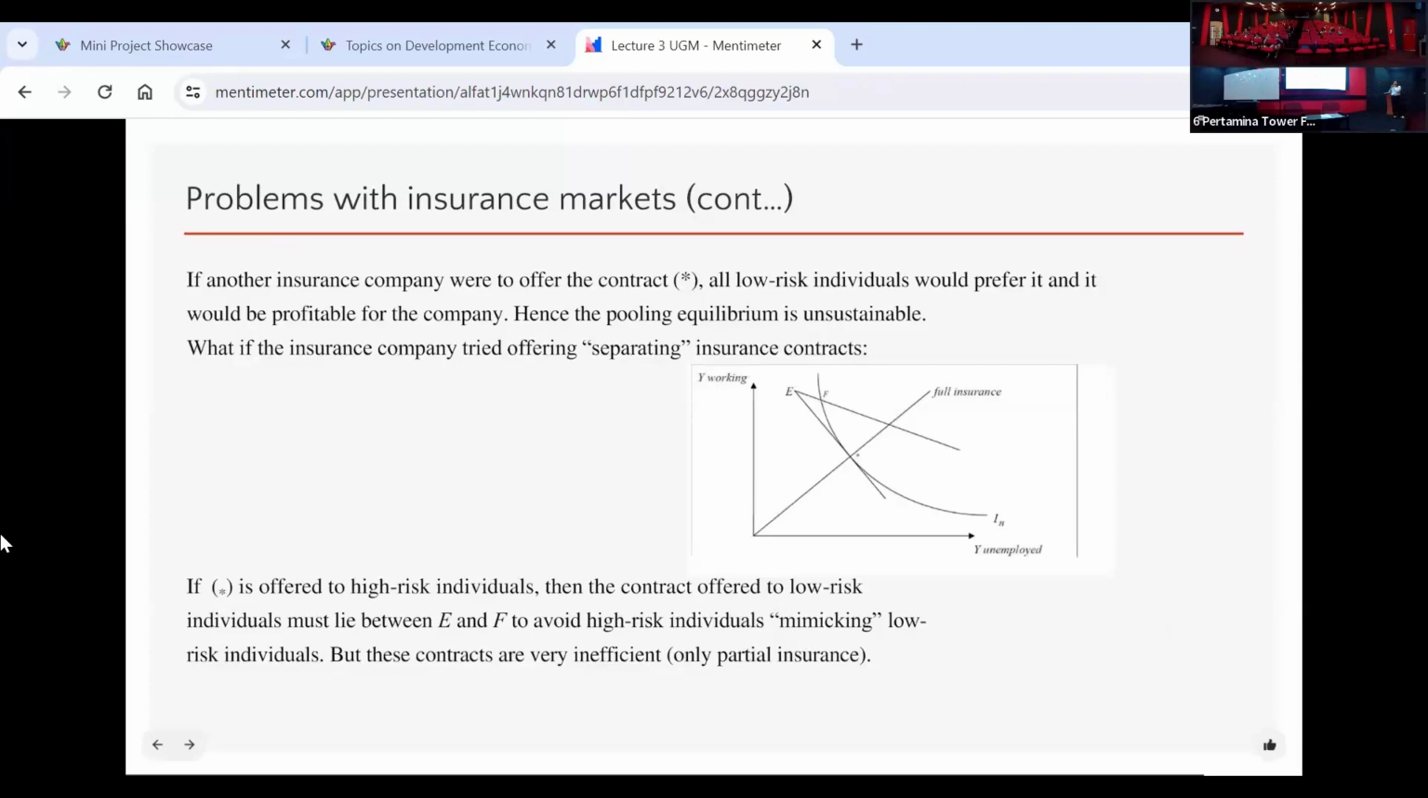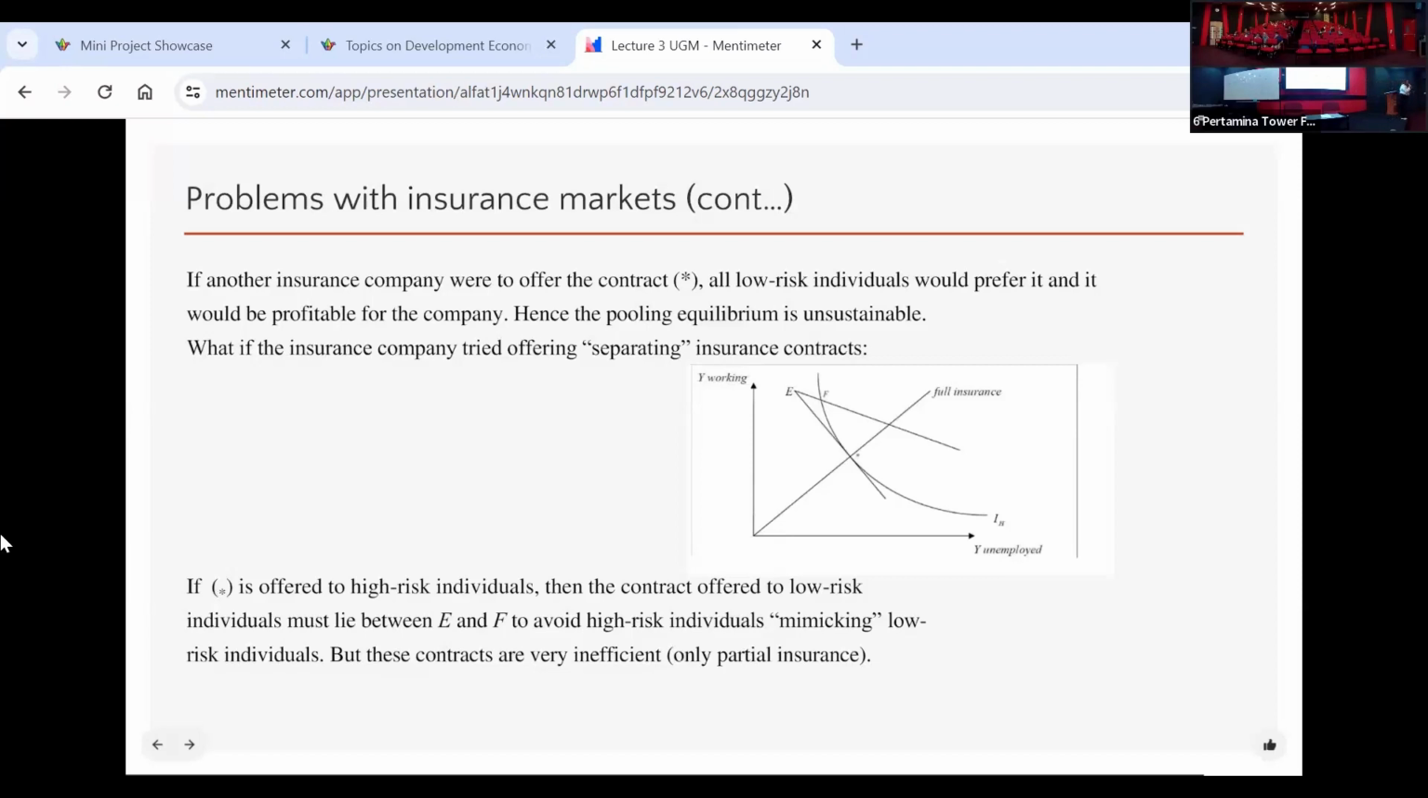If another insurance company offers a contract at point star, all the low-risk individuals will prefer it, and it will be very profitable for the company. Therefore, the pooling equilibrium is unsustainable. And it's very difficult to offer separating equilibriums because we don't know the type. So this is with private insurance markets.